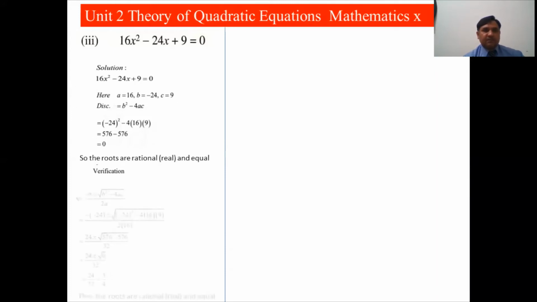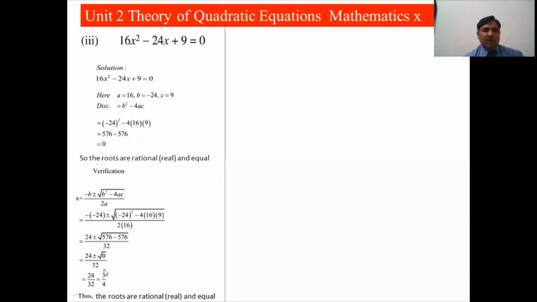Verification. So we know that we can solve this by using the quadratic formula. Here a is 16, b is equal to minus 24, and c is equal to 9. After replacing the values in the quadratic formula and after simplification, we have the first root as 3 by 4. The second root is also 3 by 4. Thus the roots are rational and equal.